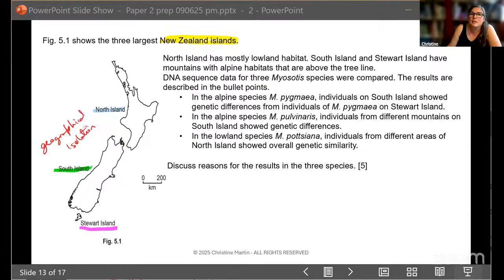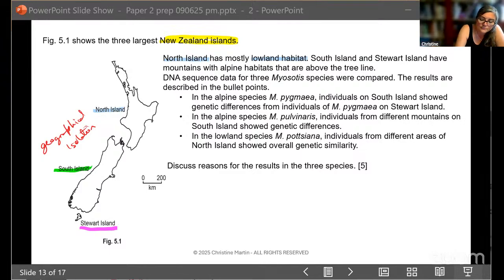So then what I need to do is I then need to look at this and say, right, what else have they told me? They love giving you the information to pull out from there, but it's about your comprehension. Can you read and pull the information out from what they've told you? So what have they told us? Let's just have a look. So they've told us that we have got in the North Island, oh, come on, pens. So in the North Island, there's mainly lowland habitat. So we have a specific type of habitat, which is lowland.